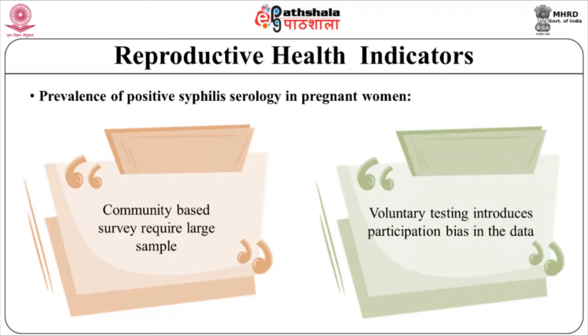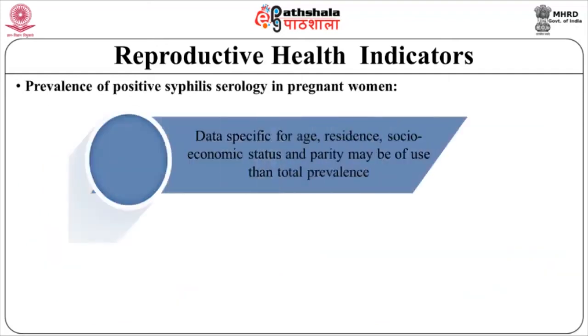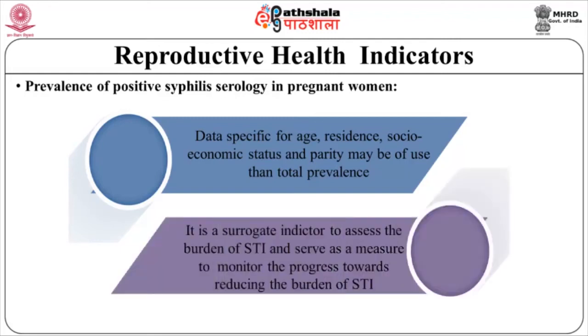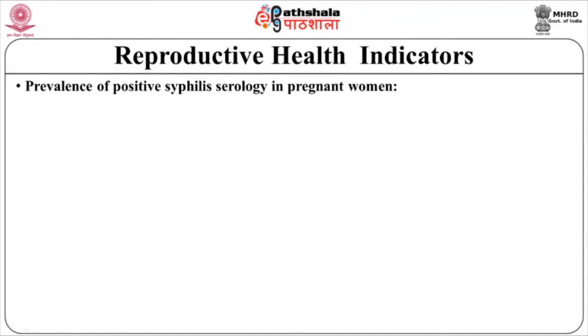Voluntary testing introduces participation bias in the data. Data specific for age, residence, socioeconomic status and parity may be of more use than the total prevalence. It is a surrogate indicator to assess the burden of the STI and serves as a measure to monitor the progress towards reducing the burden of STI.